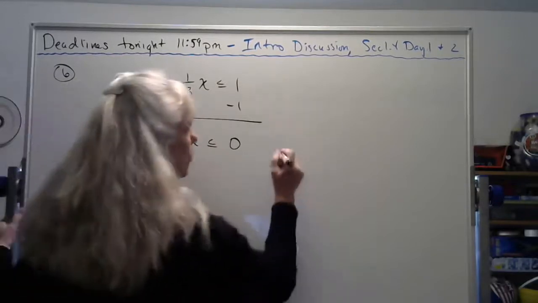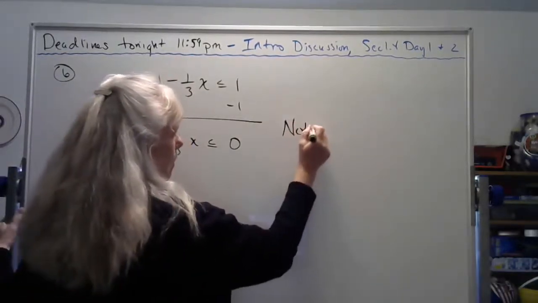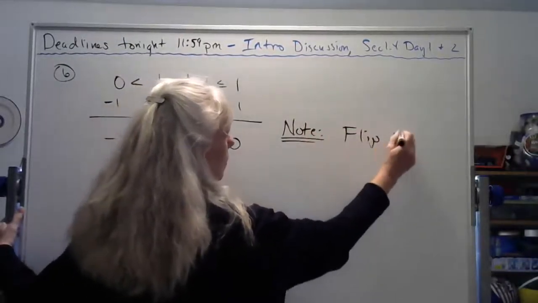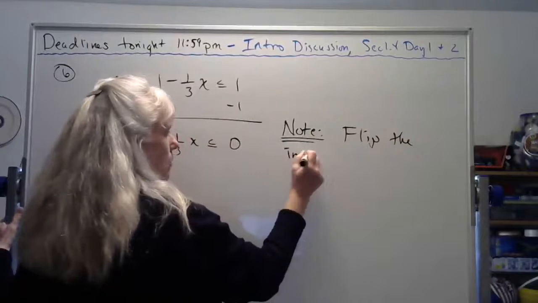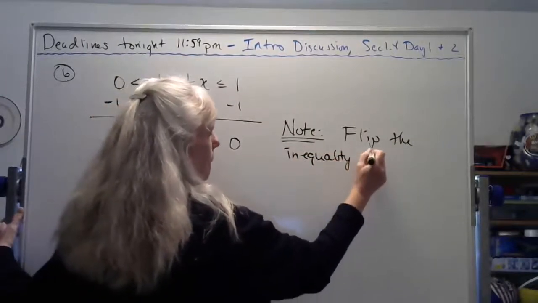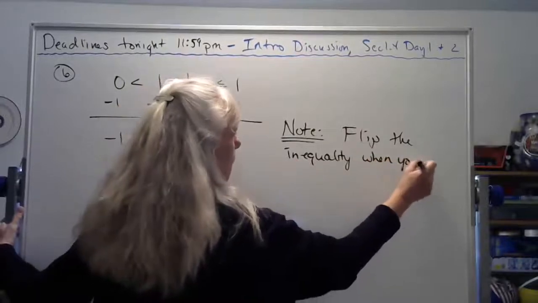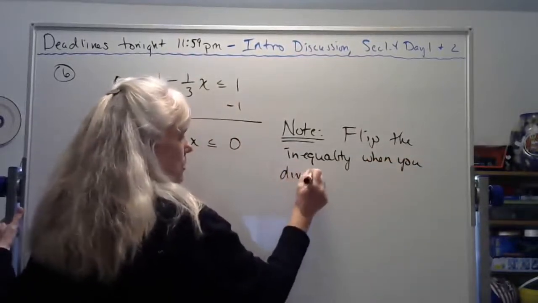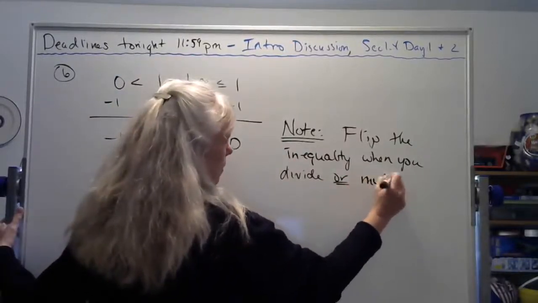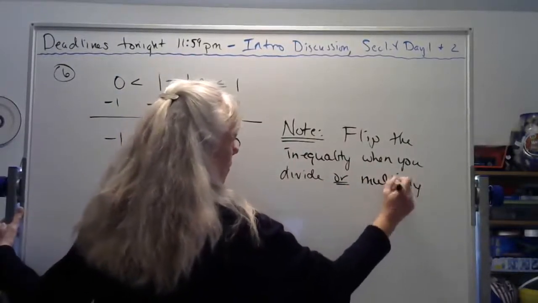So please note that you're going to flip the inequality when you divide, which is the first example I showed you of this, or also multiply by a negative number.